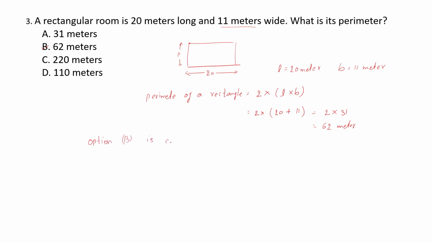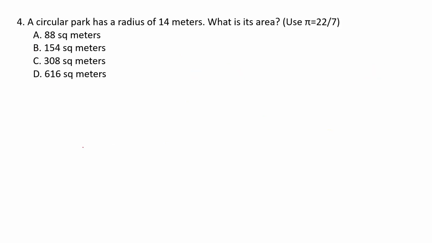Option B is correct. Is that okay? Next problem. A circular park has a radius of 14 meters. What is its area? So circular park means this type of shape. Radius is given. Radius means the distance from the center to the circle. This length is 14. So radius r is equal to 14 meter.